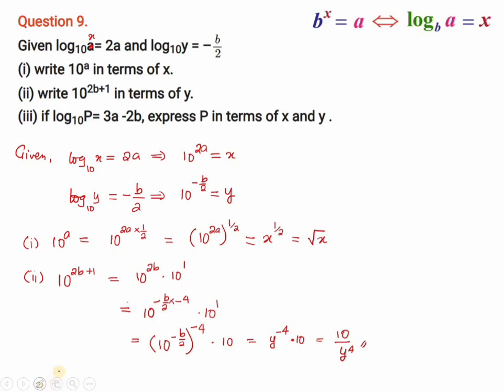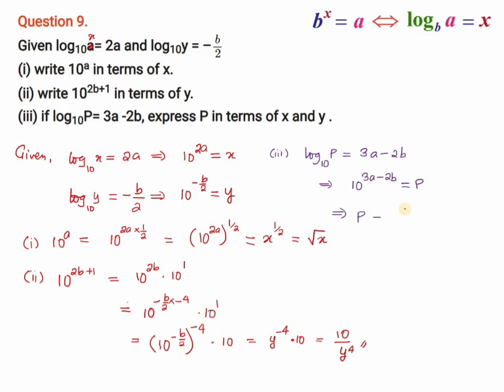Now we'll do the third part. So for that, let me change the color. You will do it below number 2. Okay, I don't have space, so I am doing it here. Number 3. Again, this is similar to the earlier question. So we have log p at the base 10 is equal to 3a minus 2b. So it implies that 10 to the power 3a minus 2b is equal to p, and we need to write what is the value of p.